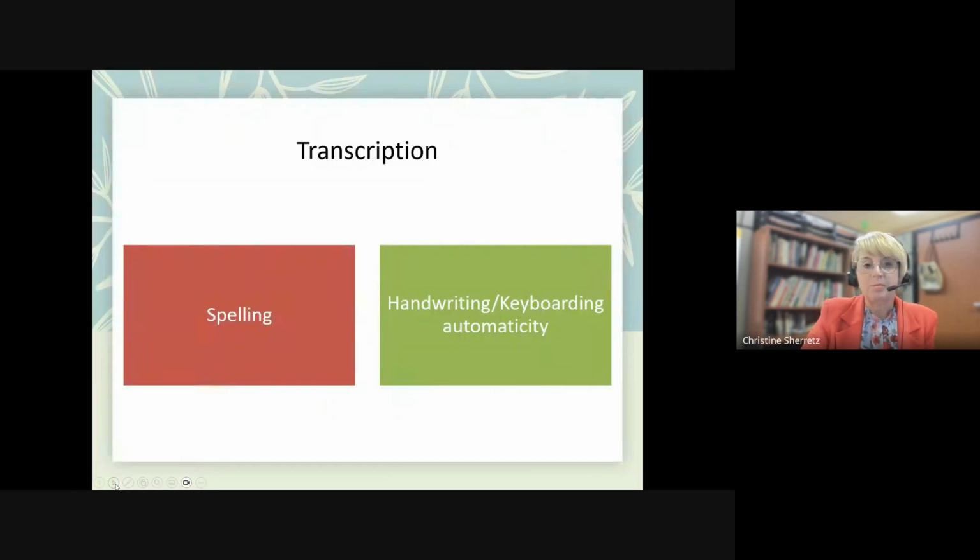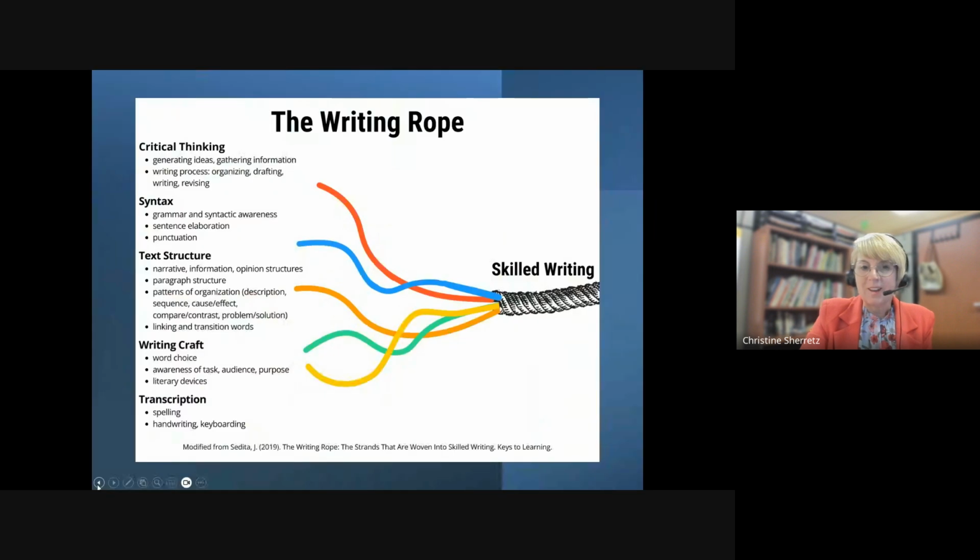Then we have transcription, and I know this is a big part of the NILD framework, but transcription is important. That has to do with two parts of transcription. We have the actual spelling, but also that handwriting and keyboarding automaticity. Those are both parts of transcription. So all of that together, I'm going to go back here, makes up that writing rope.